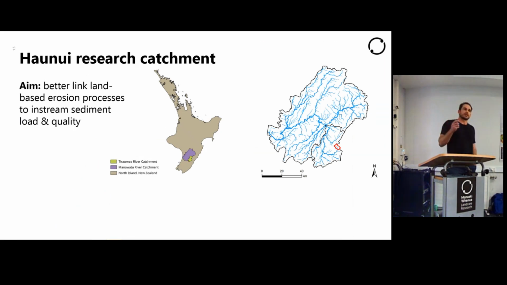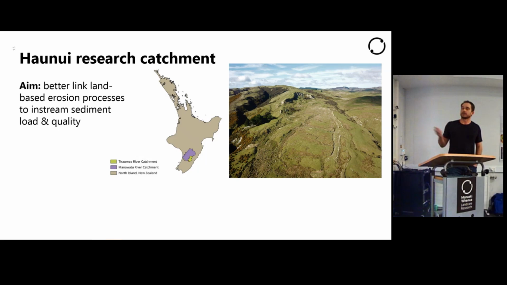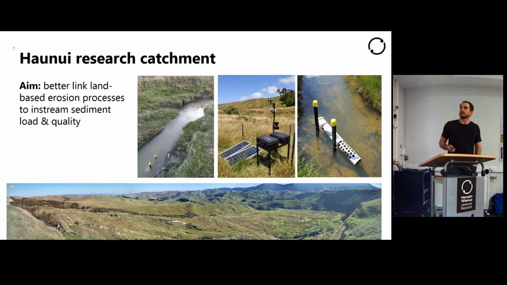So this is the Hawanui research catchment, which Andrew introduced earlier in regard to the earth flow monitoring. The aim of this catchment was to better link the land-based erosion processes to the in-stream sediment load and quality. It's located in the Turomia, and has this big earth flow that has been monitored and measured. And then at the outflow of that catchment, we have hydrometric data, turbidity data, and weather information as well.